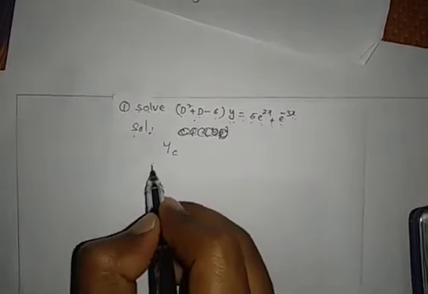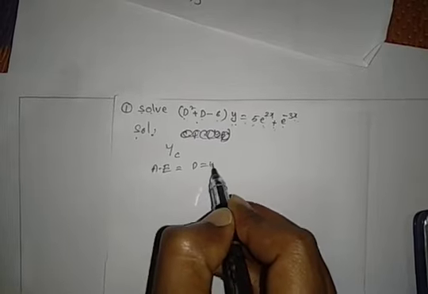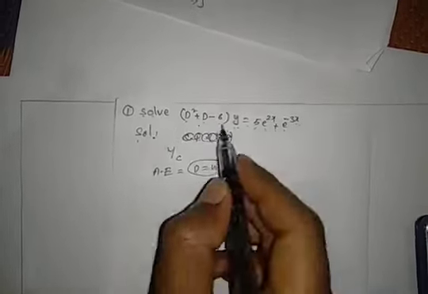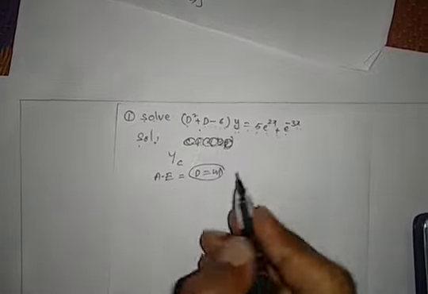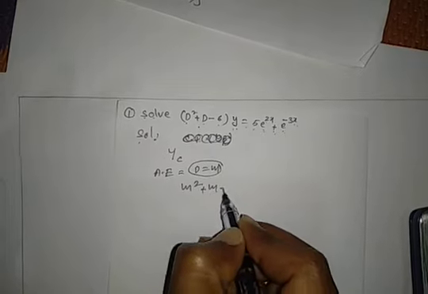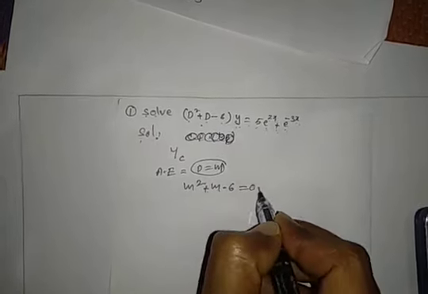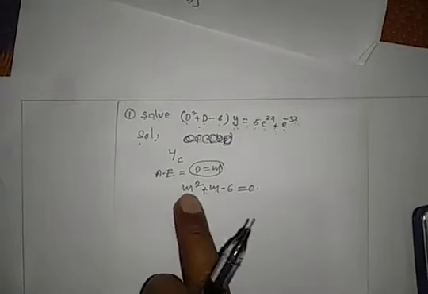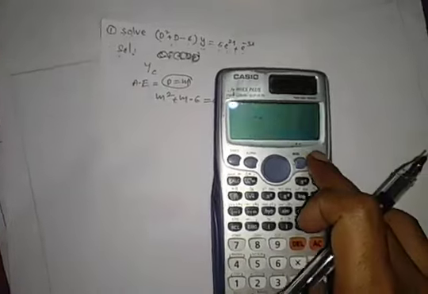So for that, find the auxiliary equation, which is obtained by substituting D is equal to m in the given equation, that is the LHS value. So in the LHS, we get m square plus m minus 6 is equal to 0. Now find the roots of this quadratic equation. So now we have to use the calculator.